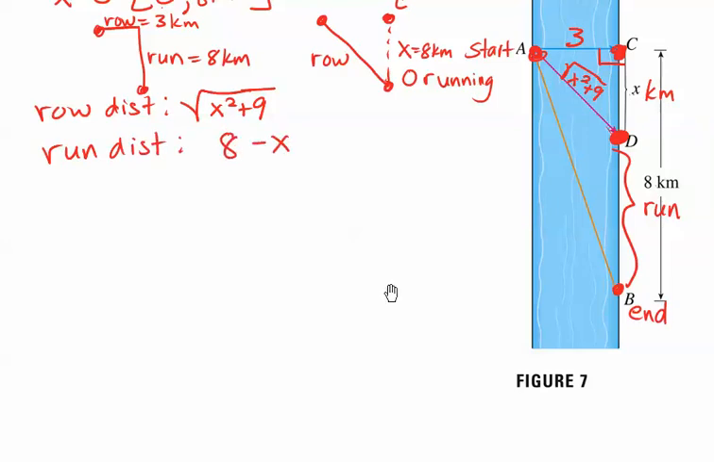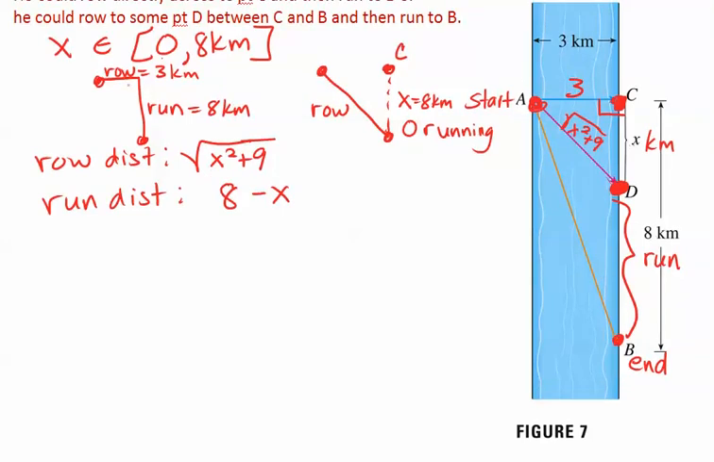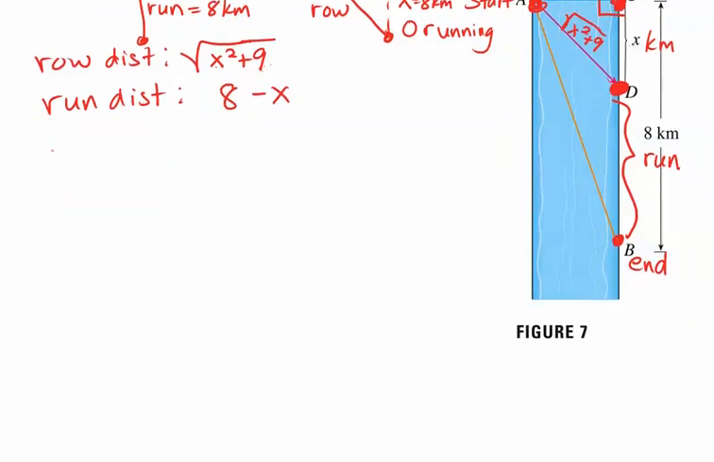And notice, by the way, that these variables work for the extreme cases as well. So if he rows 3 kilometers across, notice that that hypotenuse will still turn out to be the rowing distance that we want. Okay. All right. So let's set up a function for time. So the time will depend on the length of x. And what we need to add up here is his rowing time plus his running time.